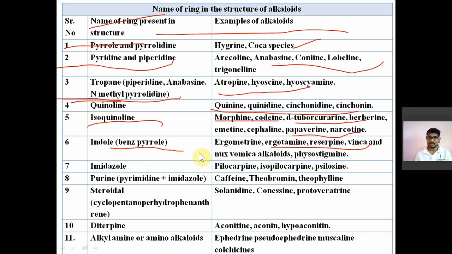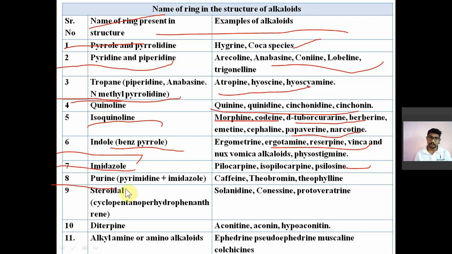so all these ergometrine, ergotamine, reserpine, vinca, and Nux-vomica alkaloids like physostigmine, then strychnine, brucine, all these consist of an indole ring in the structure. Okay. Then imidazole ring is present in pilocarpine, for example pilocarpine, isopilocarpine, and psilocybin. So these are the examples containing imidazole ring system.